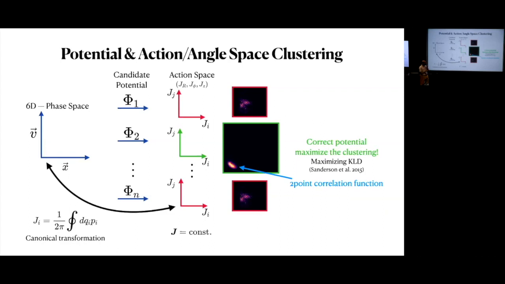And another idea is about the conjugate coordinates of the actions, the angles. We have 6D information from phase space, and when we go to action space, if we just try to find the clustering in actions, we don't use the 3D information of the angle variables. So the question is, is there something else in the angles that we can use to find a better potential or something like that?